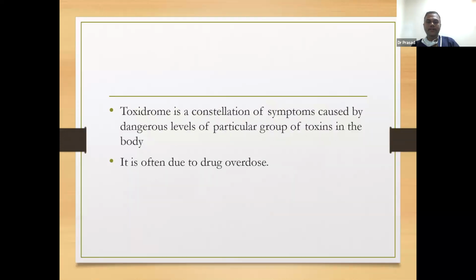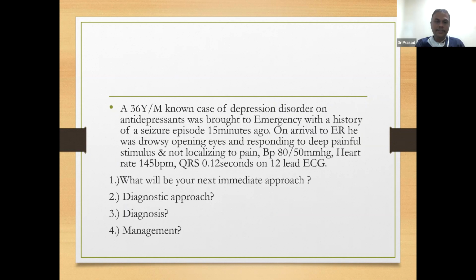It is a constellation of symptoms caused by dangerous levels of a particular group of toxins in the body, and it is most often due to drug overdose. And today in this discussion, we will also be focusing more on common drug overdoses and also the common syndromic approach.